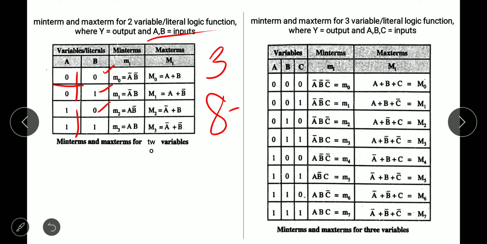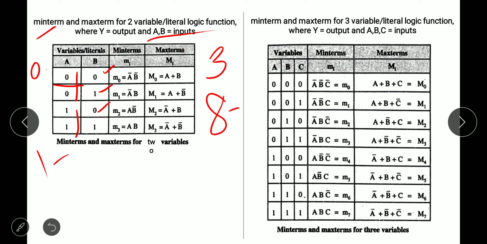So min term is what? A bar B bar. Okay, if you see here, how can we write the min term? A bar and B bar. Okay, 0 0: for 0, the min term shows the bar over the variable, and for a 1 it shows the variable. The min term shows the dot because it shows the SOP form, and the max term shows the POS form, so it shows the dot in between the variables.